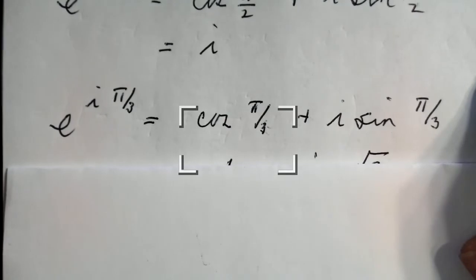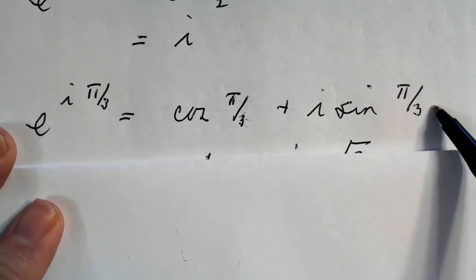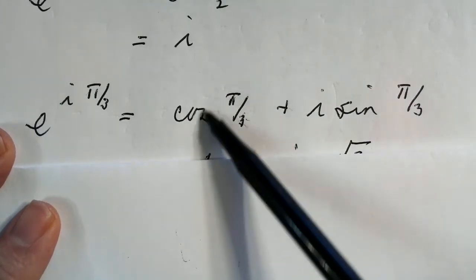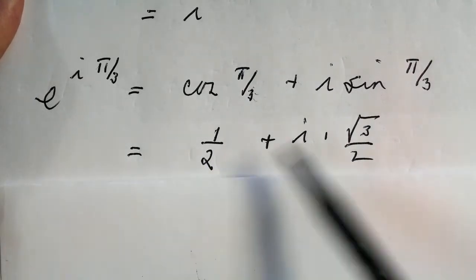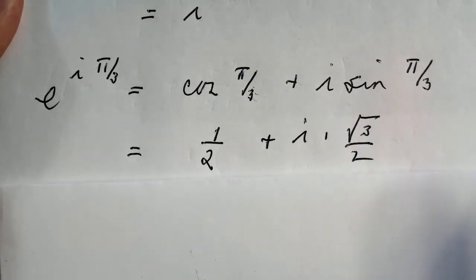What about e to the i pi over 3? In this case, theta is pi over 3. So we'd have the cosine of pi over 3 plus i times the sine of pi over 3. Now the cosine of pi over 3 is a half. The sine of pi over 3 is root 3 over 2, so I'm left with 1/2 plus i times root 3 over 2.